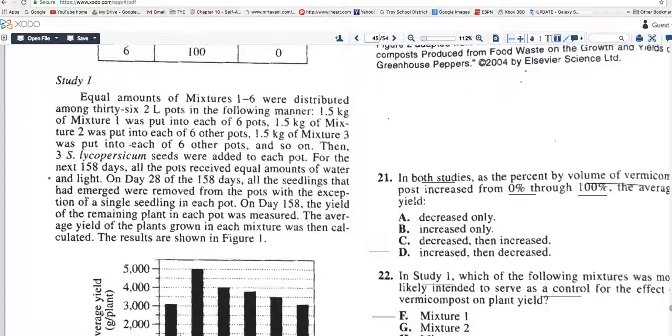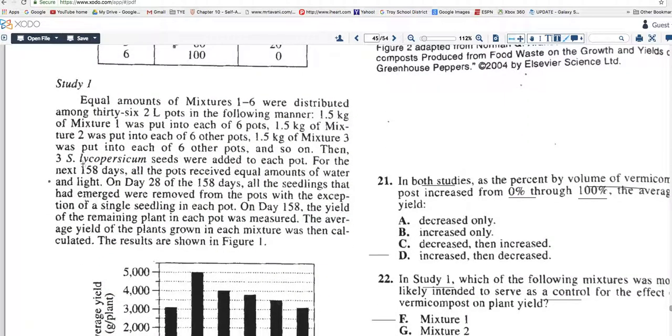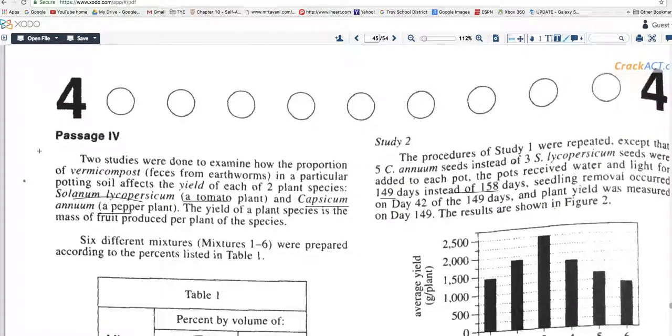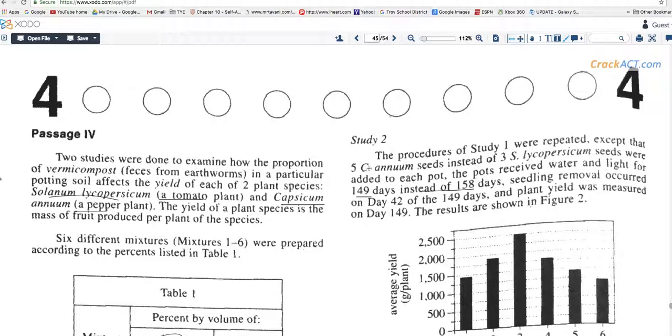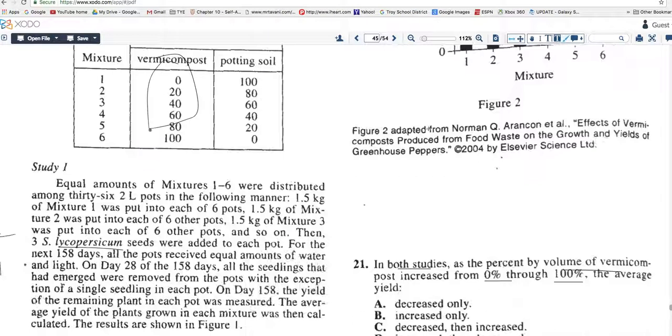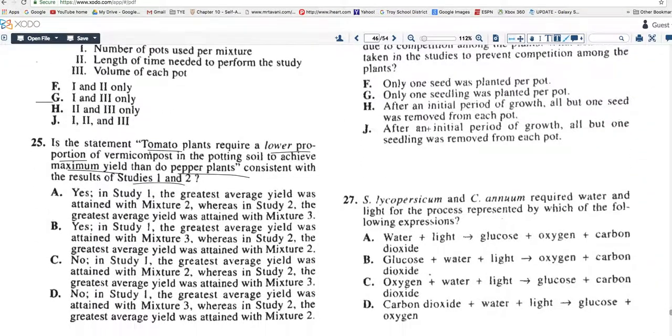All right. So right here, they say, where is it? They planted this type of seed, the lyso whatever seeds. So what is this? This is our tomato. So that's our T plants. And in this study, what do they say? They planted 5 C annum instead of the lyso. So this one is our pepper. Okay, now go back to the question, Chris, answer it.